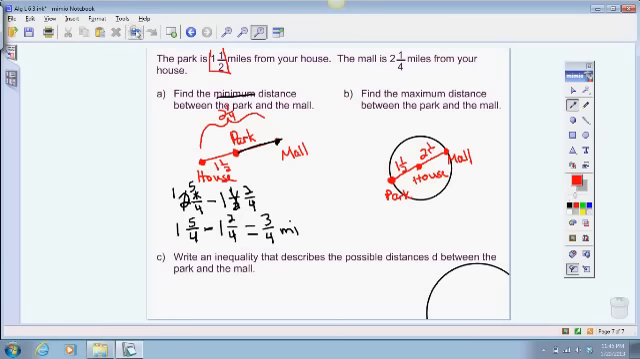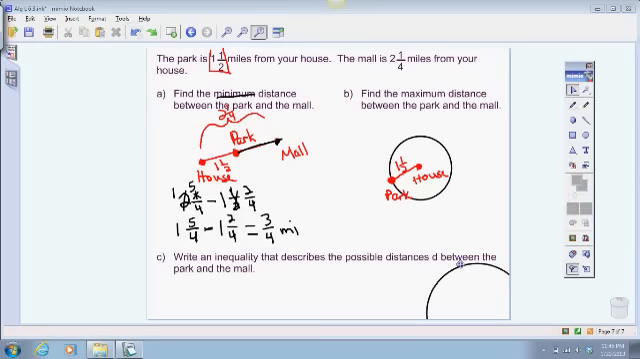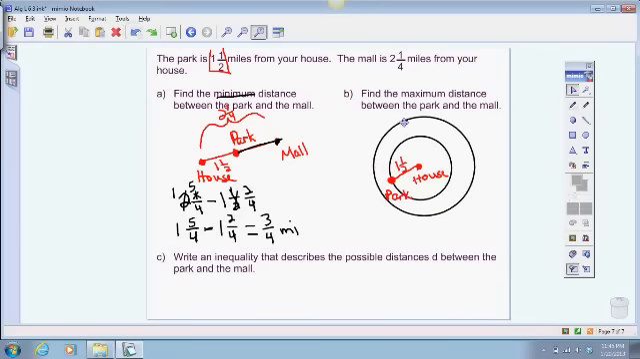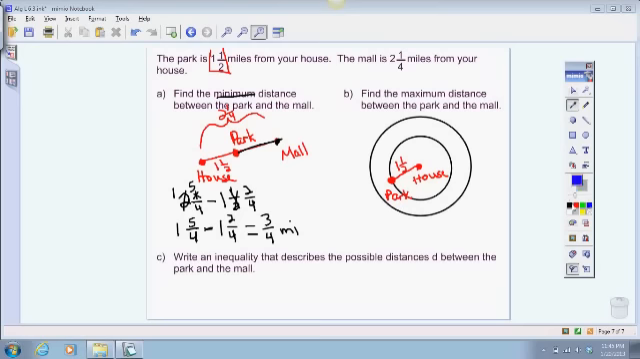Oops, actually I wrote this wrong, I apologize. Let me bring out my other circle here. I can't put it on this circle because it's not the same distance, but I could put it out here. And this is a total of 2 1/4 miles. Again, it doesn't tell us the direction that we're going in. So let's just say if I go this way, I go 1 1/2 miles to the park. If I go from my house this direction, it's going to get me 2 1/4 miles to the mall.